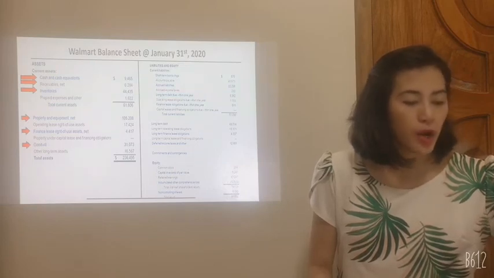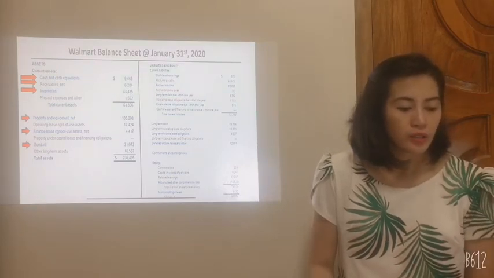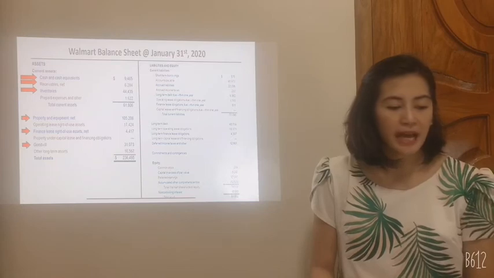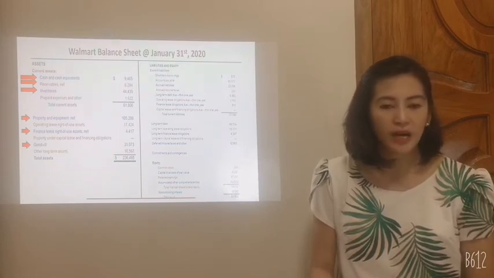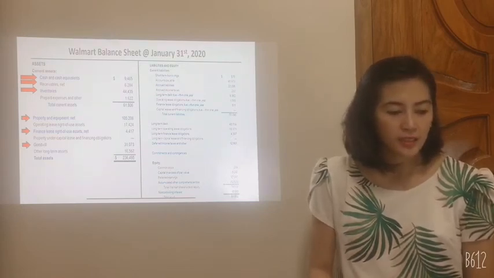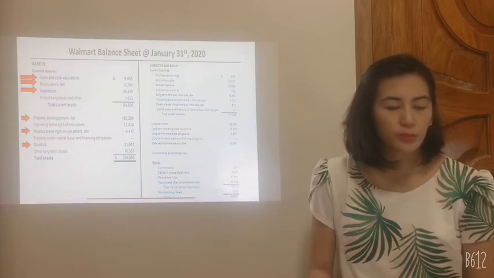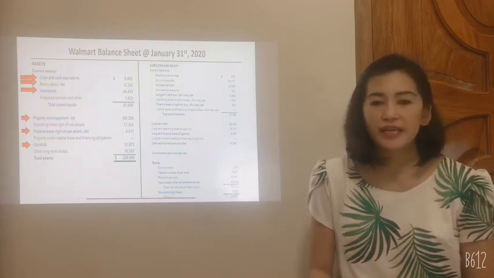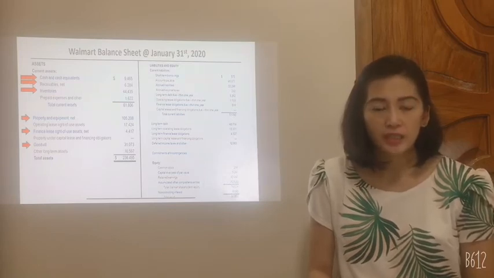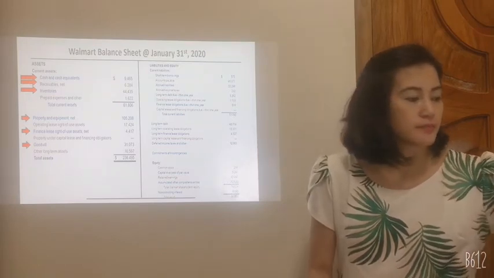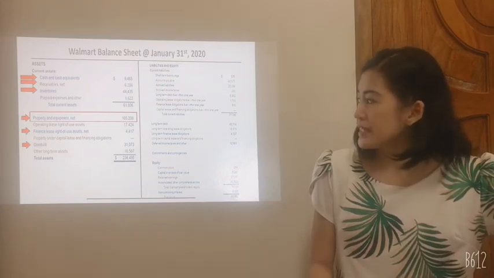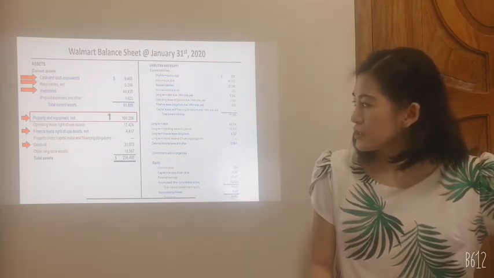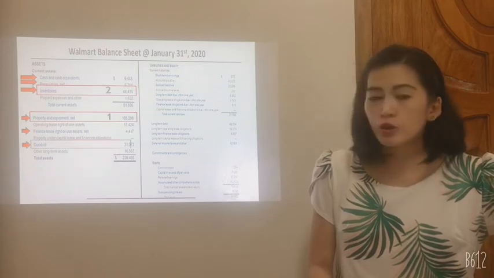Now that we know the main items on the asset side of the balance sheet, it is important to put things into perspective by clearly identifying the top three in terms of size. Property and equipment as the first, then inventory second, and goodwill as the third.